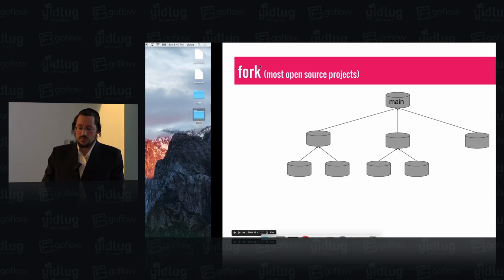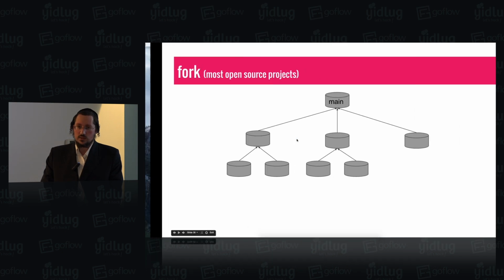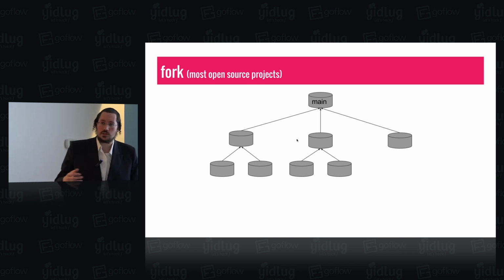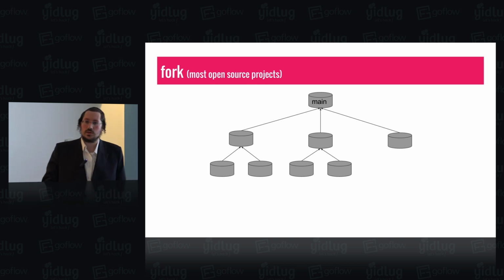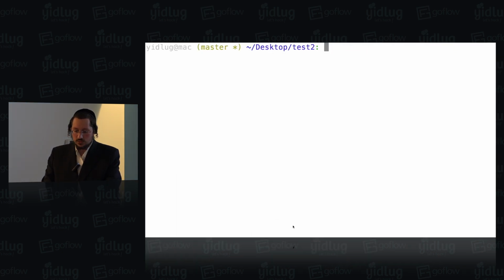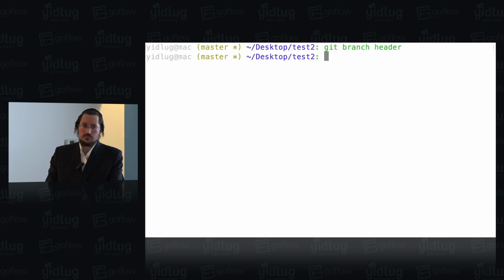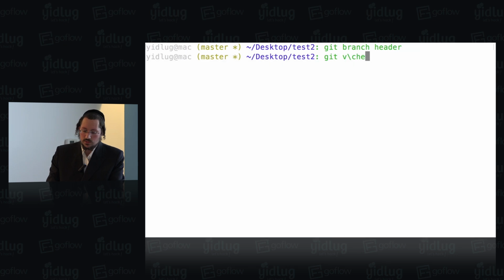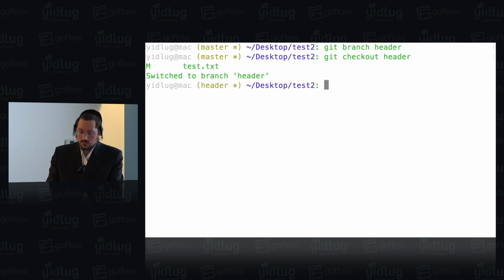So I'm going to show you in Bitbucket how a pull request looks. Let's say I'm going into the feature branch workflow. I'm going to create a header and then open my pull request. So in test 2, we're going to create a new branch. So git branch and call it header. And we branched out. Now let's check out the header branch. Okay, so we switched to the header branch.